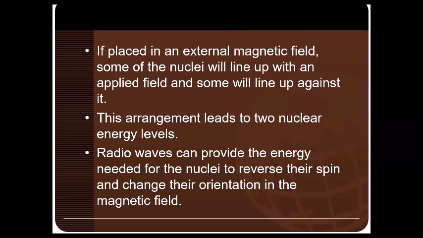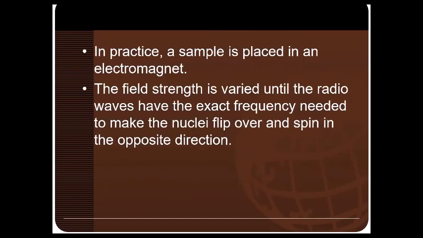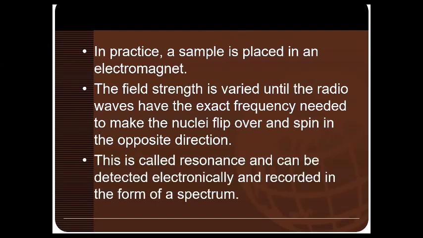Again, like I showed you in the animated PowerPoint, the radio waves can provide the energy needed for the nuclei to reverse their spin and change their orientation or direction in the magnetic field. Basically, something is placed in an electromagnet and the field strength is varied until the radio waves have the exact frequency needed to make the nuclei flip over and spin in the opposite direction, like you saw in the animated PPT. Got that? That is what we call the resonance, and it can be detected electronically. That is what is recorded in your NMR spectroscopy machine.